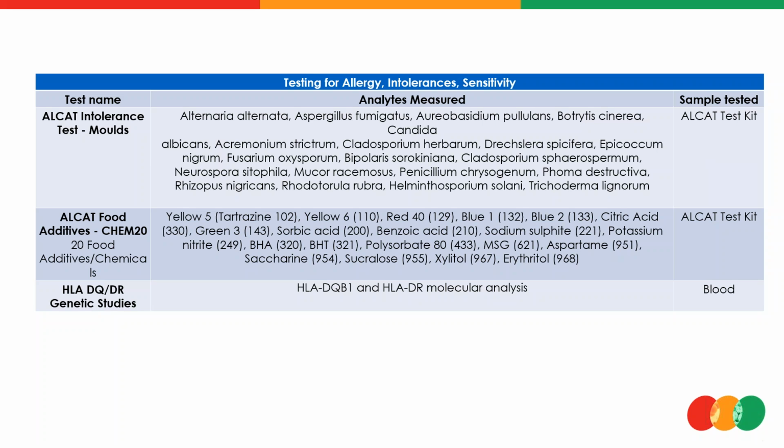And one can also have a look at the HLA, DQ, and DR markers. These are genetic markers. HLA, DQ markers are markers of gluten intolerance. So that would be really useful in terms of identifying gene profiling as well.